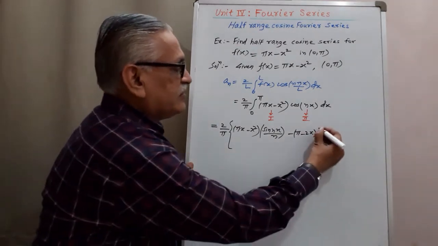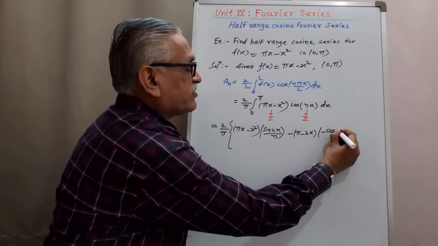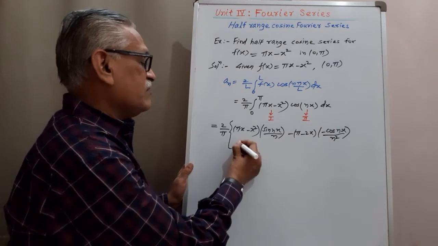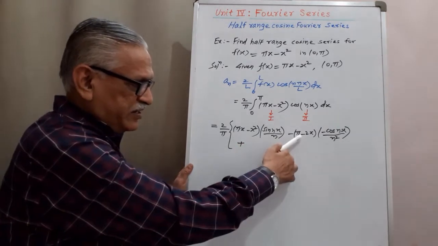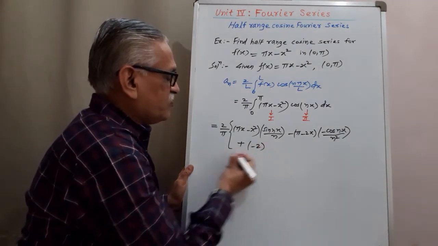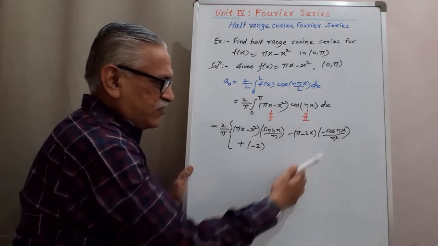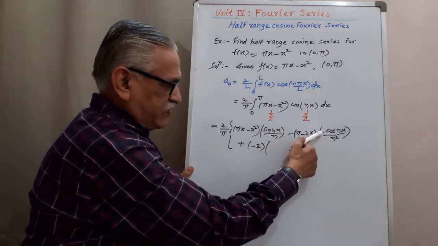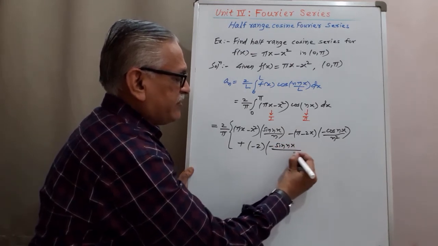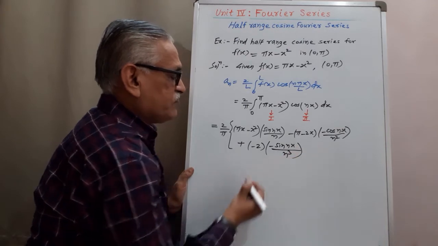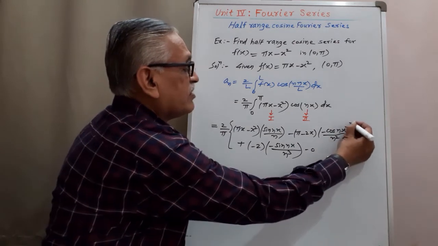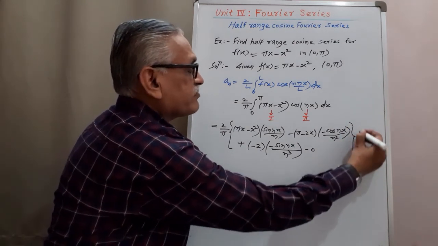Integration of sin nx is minus cos nx divided by n square, plus differentiation of this term with respect to x. Its derivative is minus 2. Next, integration of cos is sine, but with this minus sign. Therefore, it is minus sine of nx by n cube. Next derivative is 0, we stop here, and limits from 0 to pi.